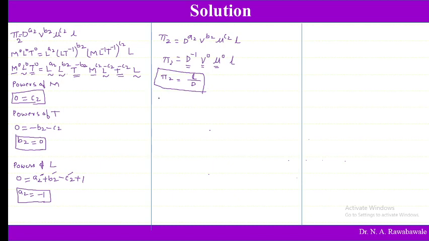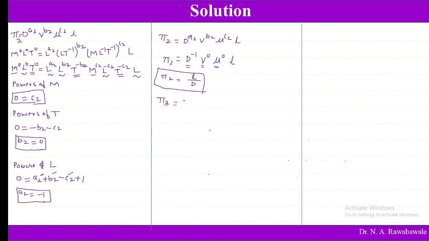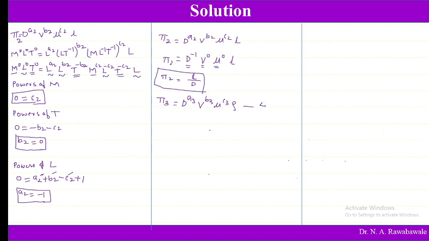Now we can get pi3 term. So from equation 4, we write this pi3 term, that is d to the power of a3, v to the power of b3, mu to the power of c3, rho. So this is equation number 4. Equation number 4 contains rho.